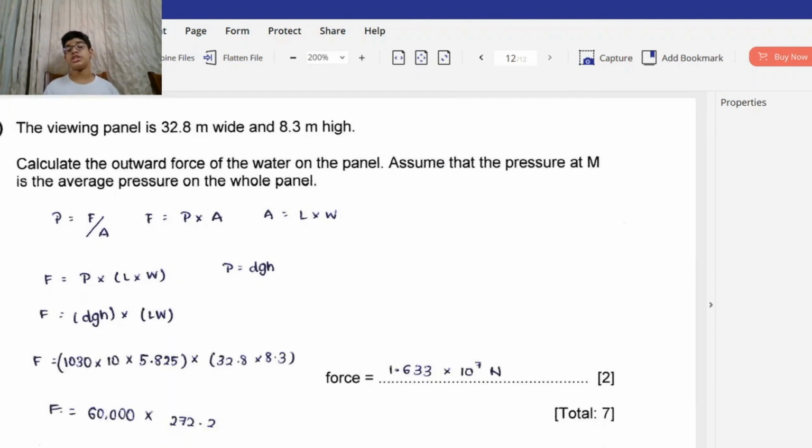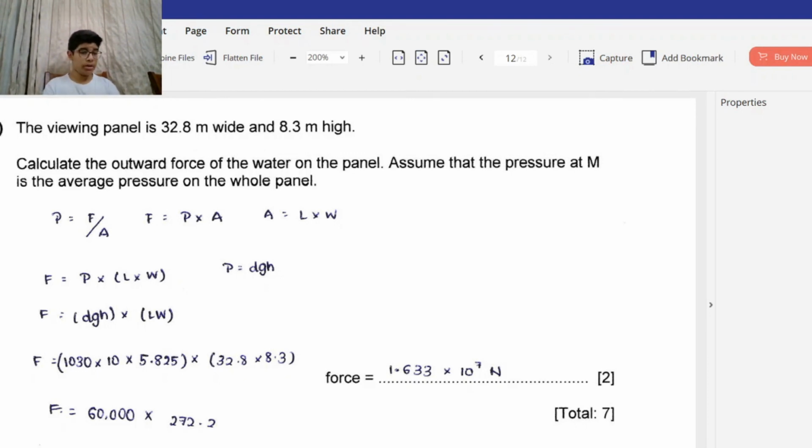The viewing panel is 32.8 meters wide and 8.3 meters high. Calculate the outward force of the water on the panel. Assume that the pressure at M is the average pressure on the whole panel. So pressure is force over area. Force is pressure times area, and area is length times width, and pressure is ρgh. So basically we're just going to need to take pressure multiplied by area.